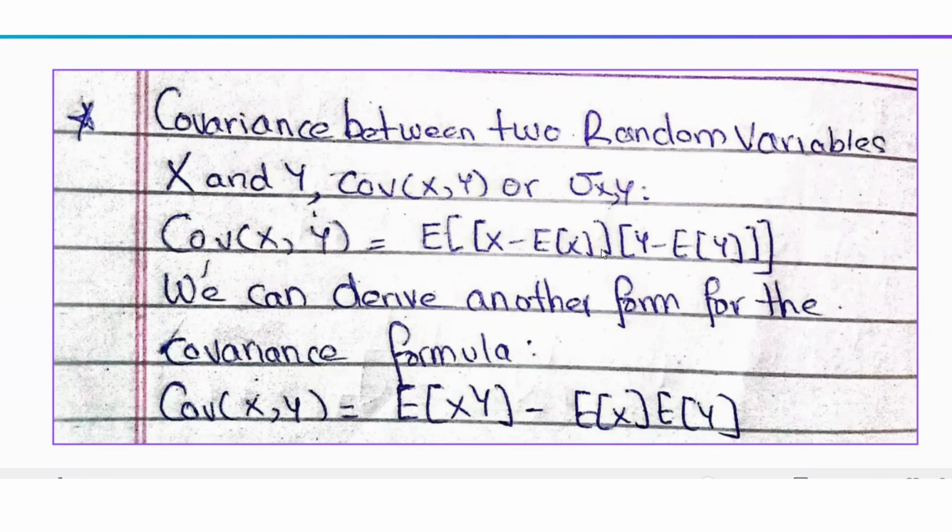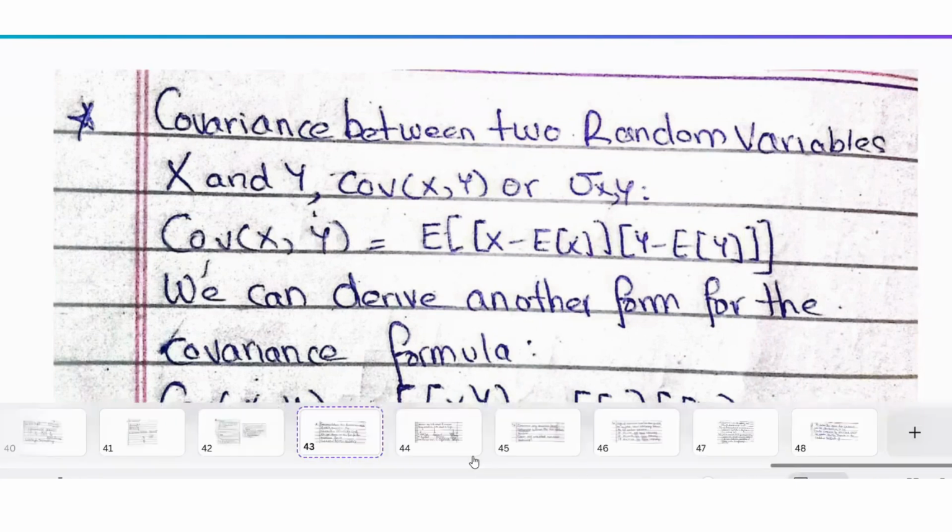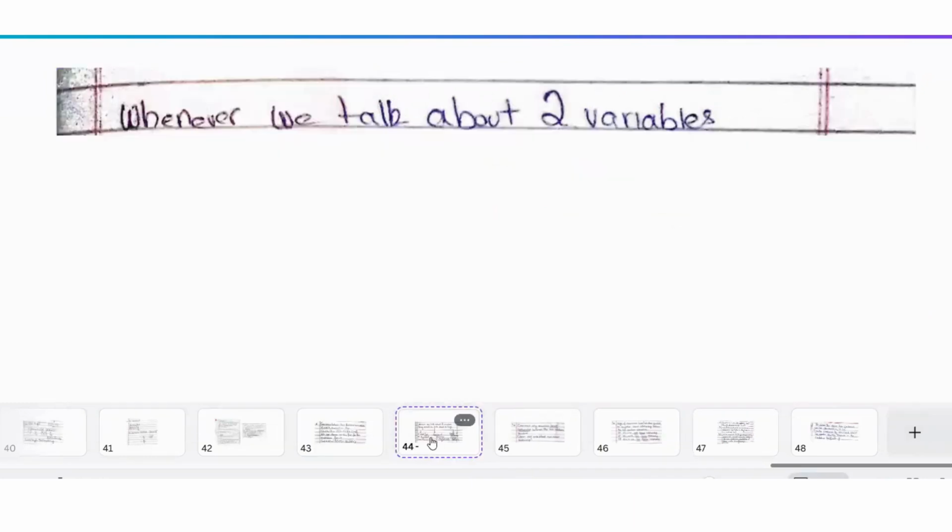Now we can derive another form for the covariance formula, which is the expected value of XY minus the expected value of X times the expected value of Y. So we can see that when we're finding covariance between two random variables, this essentially involves knowing how to find expectations using the joint PMF, something we already looked at in detail.